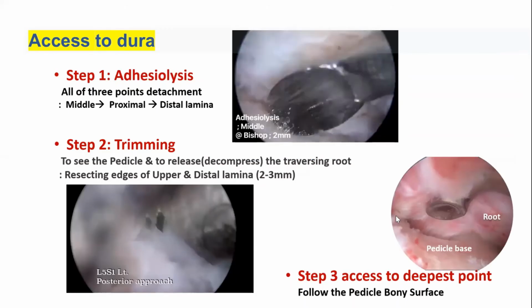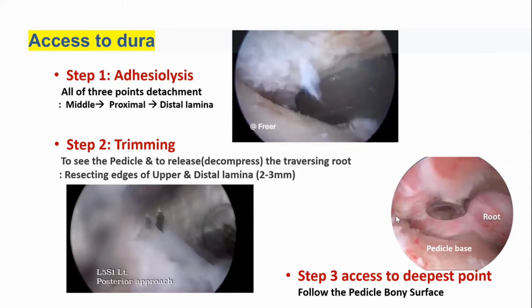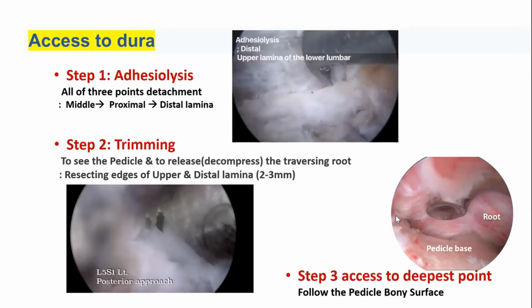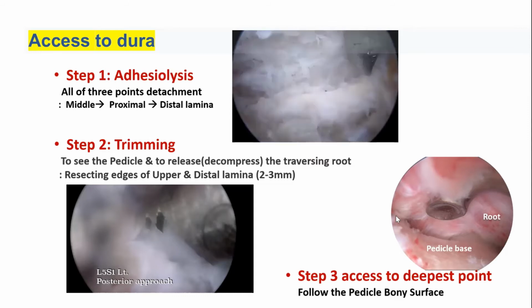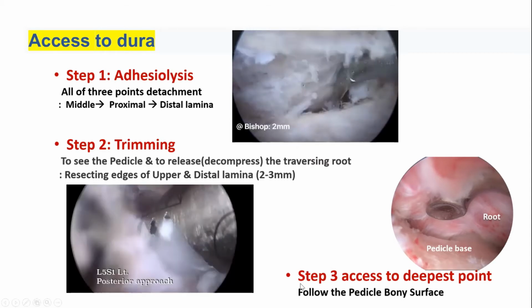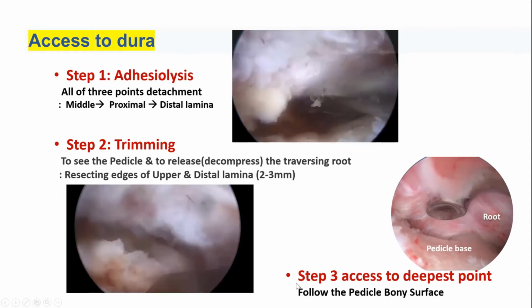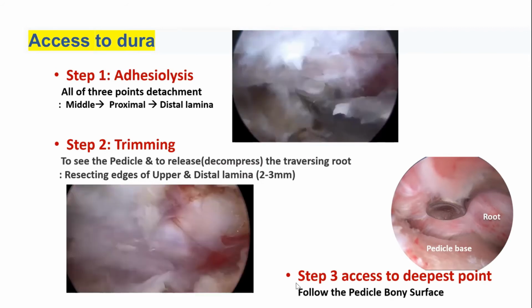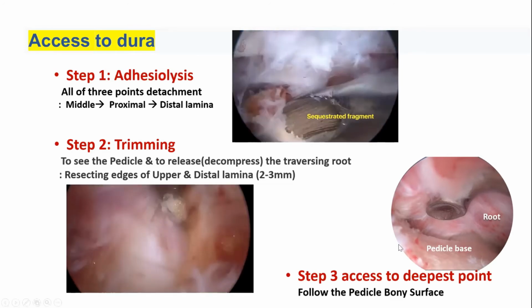So after you did the adhesiolysis, we can now detach, starting from the middle point where the base of the spinous process is. Then we gradually detach the scar to the proximal junction and then the distal lamina. Once we identify that, we can do the trimming either by using a shaver or the radiofrequency probe. I find that the radiofrequency probe is very useful as well. And then we detach the base of the superior articular process and follow the pedicle all the way to the nerve root and the disc.